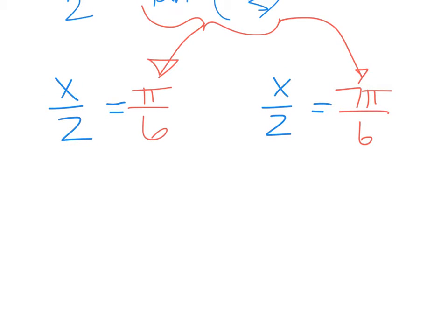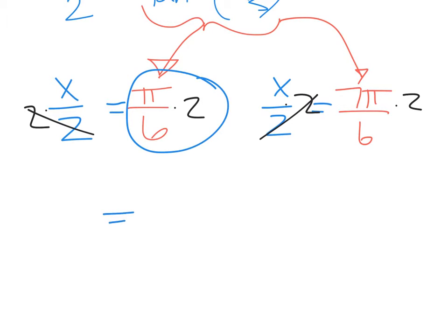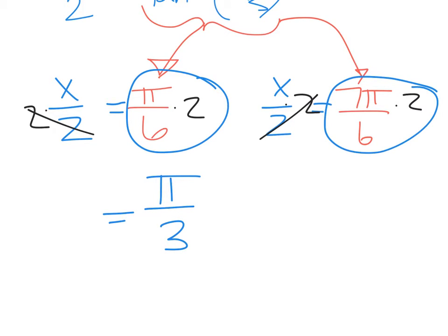So now we multiply both sides by 2 to get rid of the 1/2. Okay, we'll do it over here also. And then we reduce. So 2 pi over 6 reduces to pi over 3. And 7 pi over 6 reduces to 7 pi over 3.